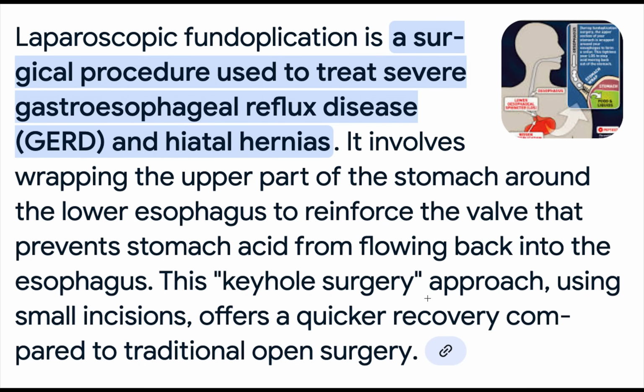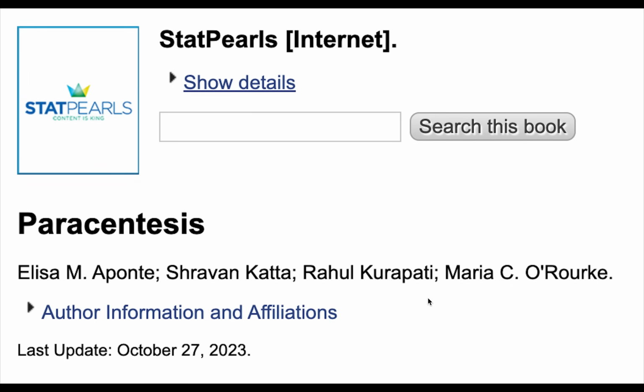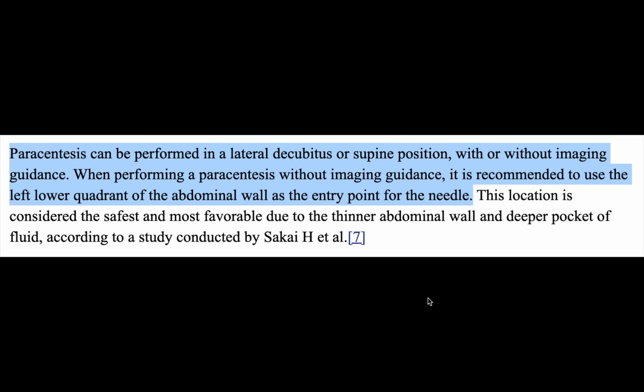But for this paracentesis procedure, imaging was not available for the cancer chester. So we're going to look at this study on paracentesis by Aponte, Katter, Kurapati and O'Rourke. And this study notes that paracentesis can be performed in a lateral decubitus or supine position with or without imaging guidance. When performing a paracentesis without imaging guidance, it is recommended to use the left lower quadrant of the abdominal wall as the entry point for the needle.